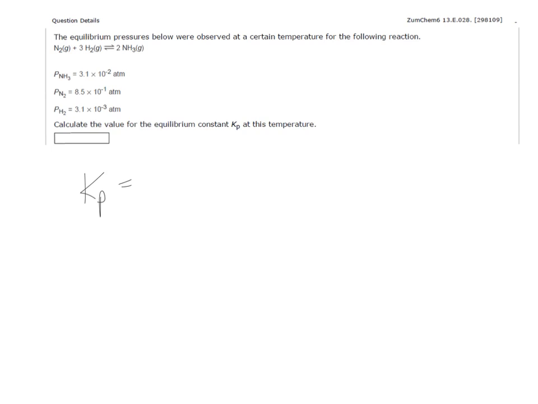So we would just take note of the equation. Product pressures will be raised to the power of their coefficients, just like we would in an equilibrium expression with respect to concentration. So for instance, because of this coefficient 2 for NH3, we get an exponent 2 in the expression for the equilibrium constant.